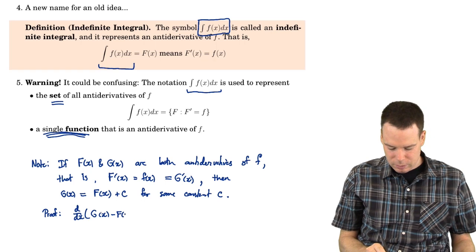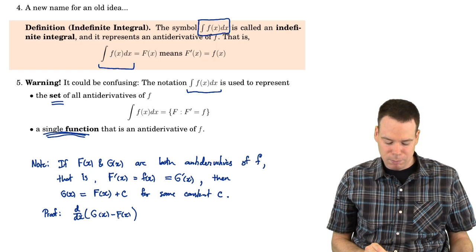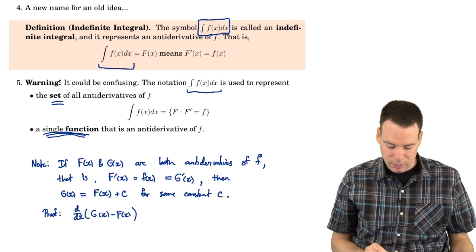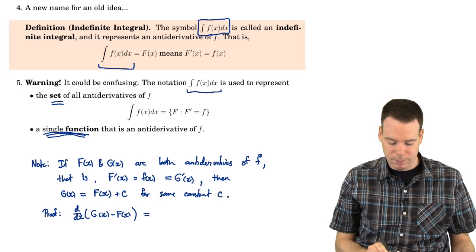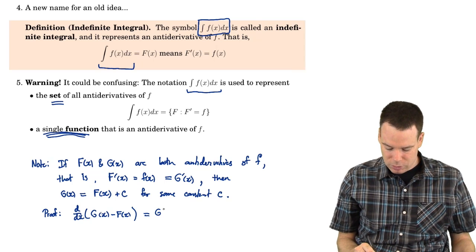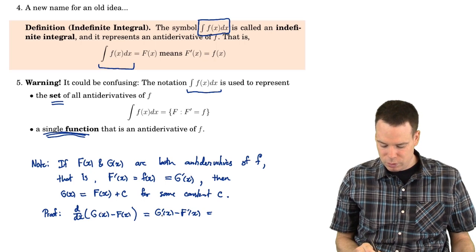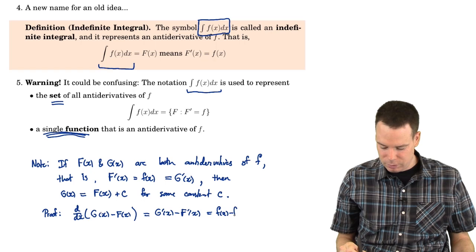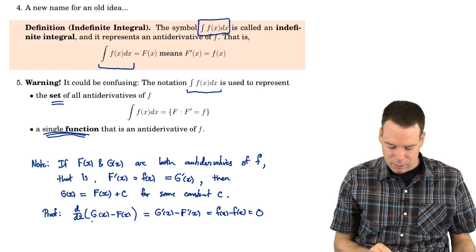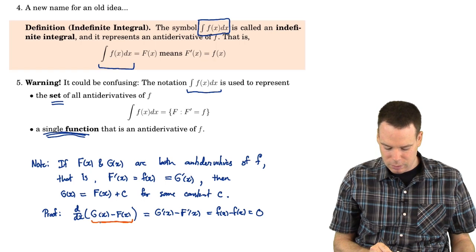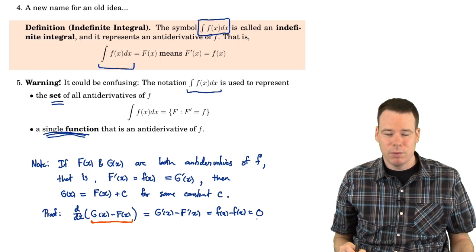We're going to start with the difference of the two functions. So I've got big G and big F as antiderivatives of little f. What's the derivative of this new function obtained by taking their difference? Well, it's just going to be G prime of x minus F prime of x. Both of those are equal to little f, so that's f of x minus f of x, and so that's 0. So this function here, the difference of G and F, has 0 as its derivative.